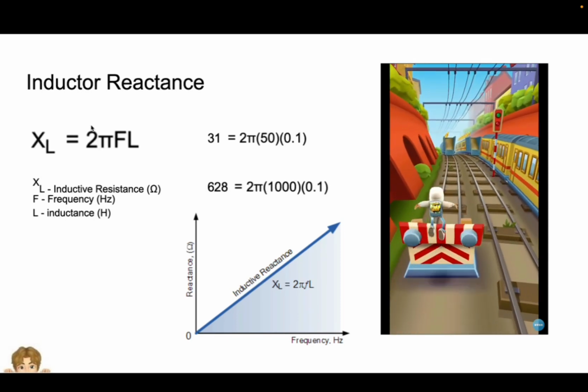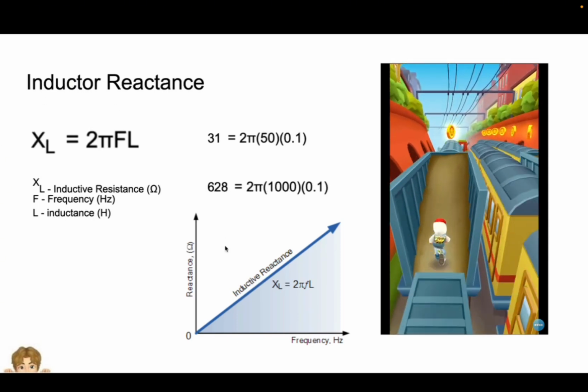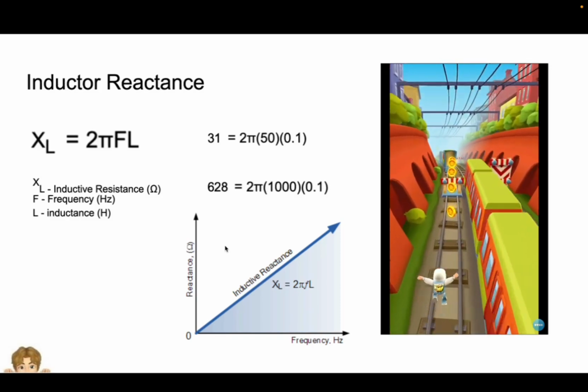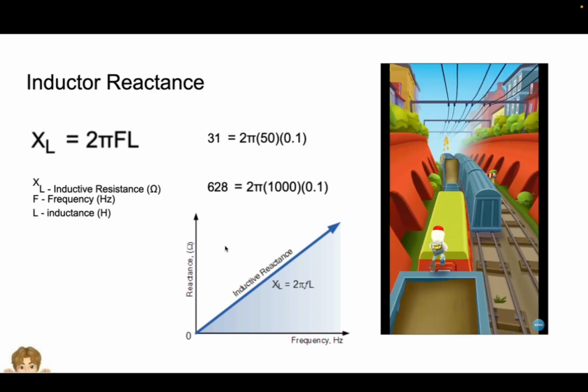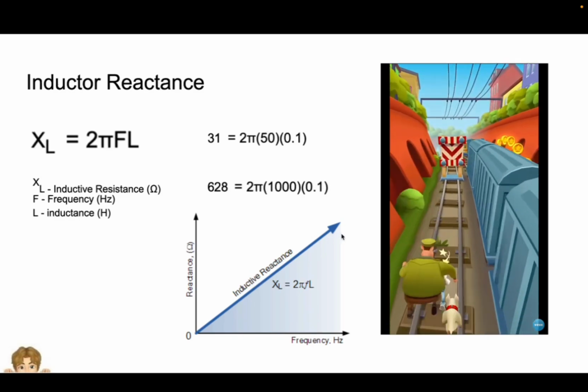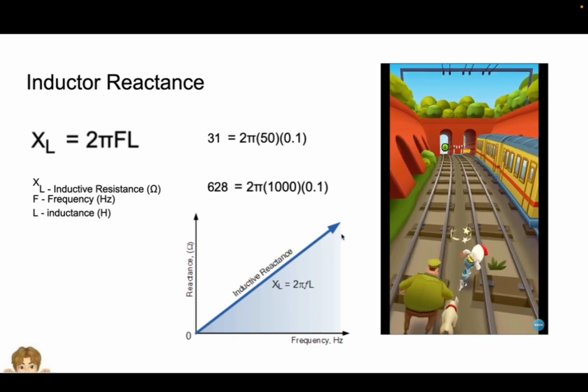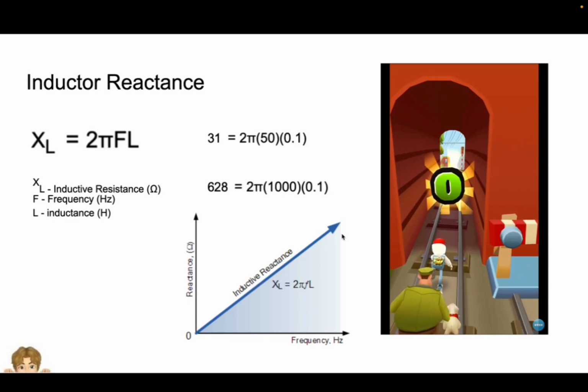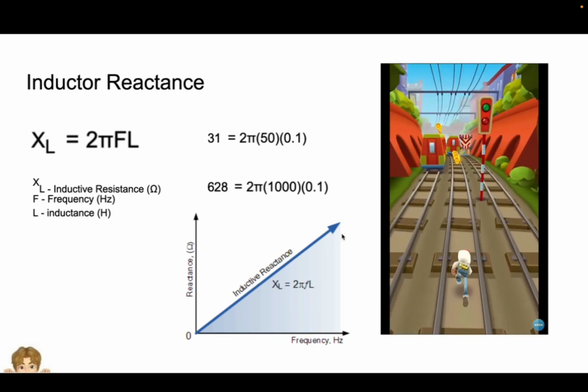This is also shown in the graph right here, where the frequency is rising along the x-axis, and this also results in the reactance rising on the y-axis. This means inductors pass low frequency or DC signals easily, but strongly oppose high frequencies.